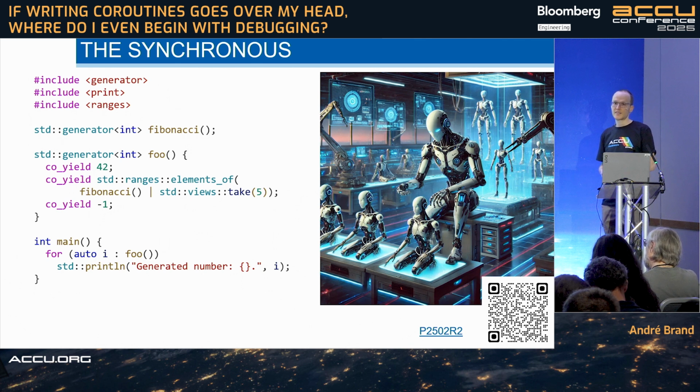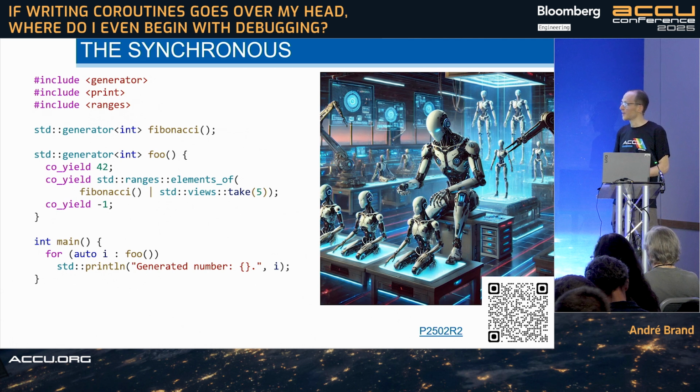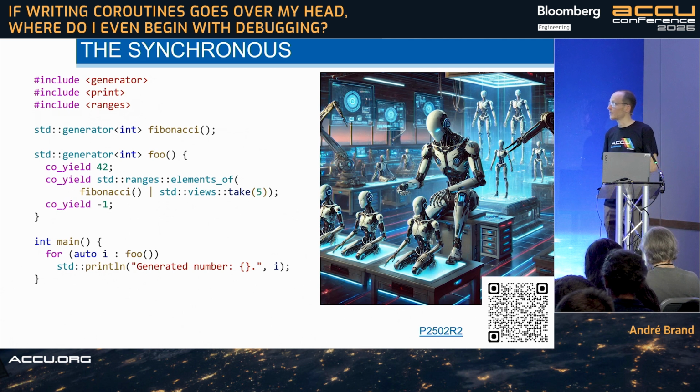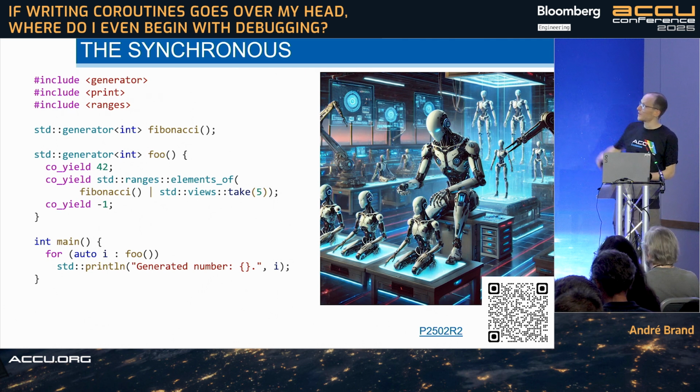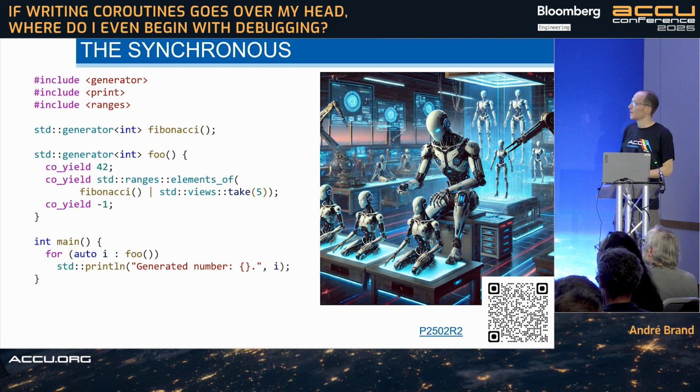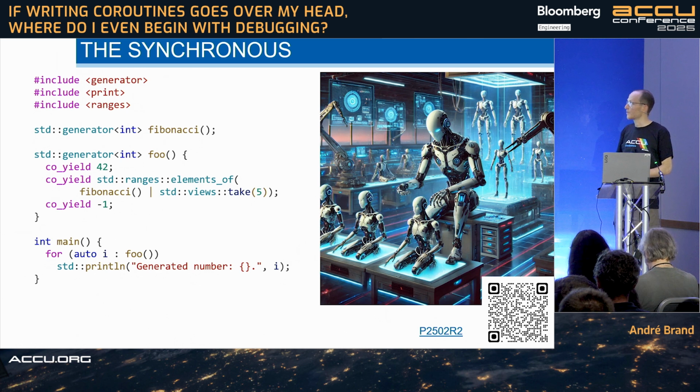And this is somewhat hidden from you in general, but the generator makes it kind of obvious because you have to use the explicit wrapper type ranges elements of to make that happen. So this is a way you can compose the two: just yield a value, then yield a range, and yield again. So it will be the sequence of 42, the Fibonacci numbers, at least the first 5 of them, and then just -1.